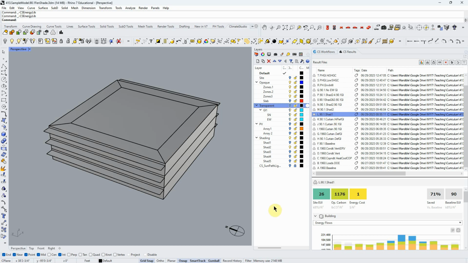Sometimes it starts slowing down when I have this many models. If I close this and open it up again, it'll speed up again. So that's just something to realize. And then I just started playing with this in different ways.